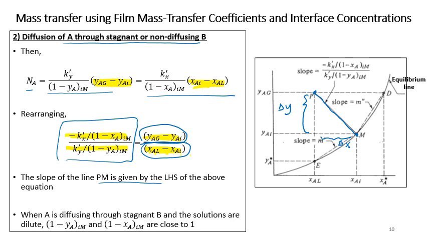So when A is diffusing through stagnant B and the solutions are dilute, i.e. the concentration is less than 20%, then the (1 minus YA) terms are close to 1. Then you would assume the slope of the line PM would be just the ratio of these coefficients without the log mean term because it's close to 1. This is only applicable when the solutions are dilute.